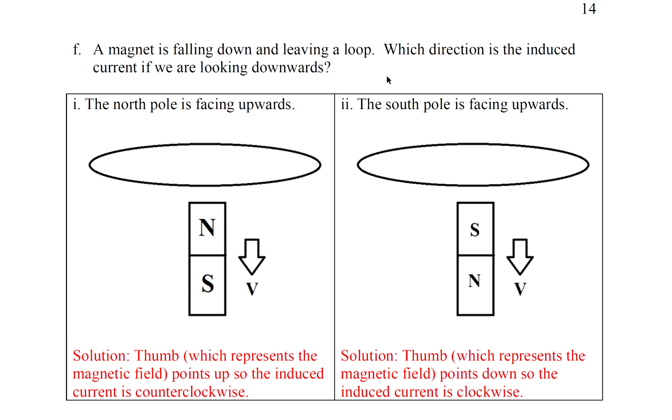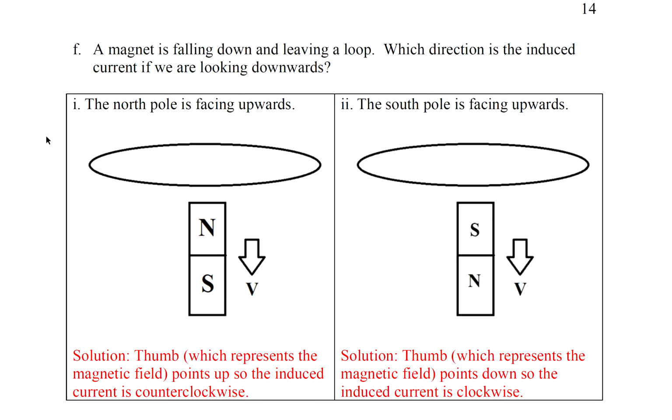In part I, it says the North Pole is facing upwards. So if the North Pole is facing upwards, as this bar magnet goes down, we're going to get less magnetic flux through this loop. So you could draw the magnetic field lines that go from North Pole to South Pole. And you'll notice as this bar goes down, we're going to get fewer magnetic field lines. So we're going to want to point our thumb up for part I.